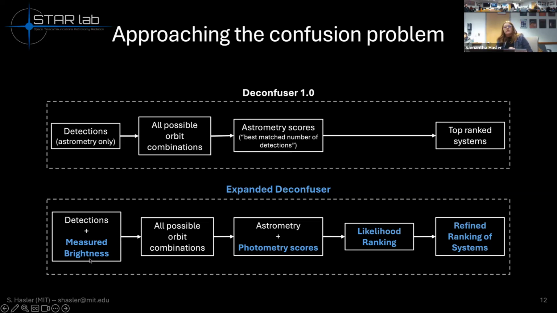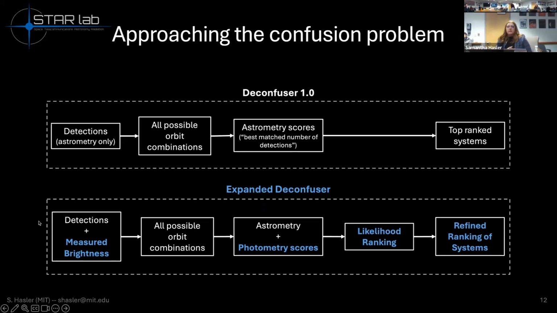To do this, I have developed a photometry model where we calculate the expected phase angle of the planet given that orbital geometry determined by the deconfuser. And with the phase angle, then we can calculate the phase function, the contrast ratio, the expected planet brightness, and that gets us to this measured brightness here. So on the bottom left hand.